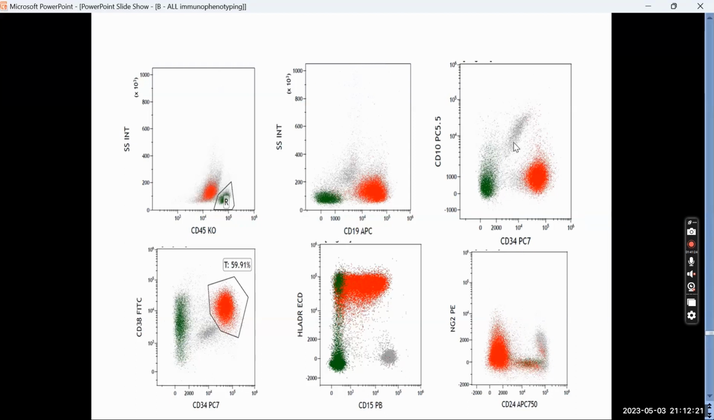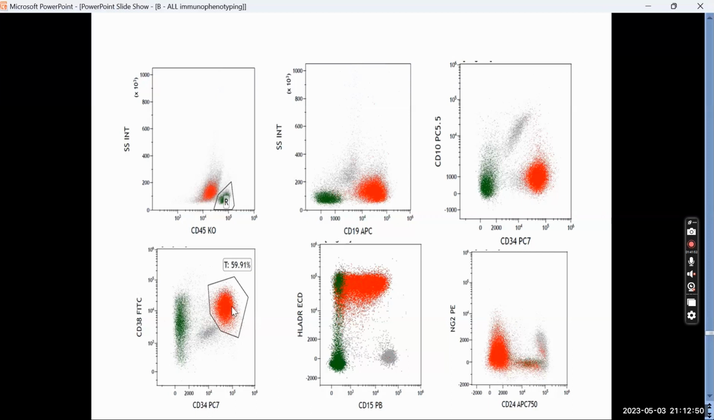Can I? See, as per the criteria, if CD19 is bright, you need one more additional marker. If CD10 is positive, you can say so, but if CD10 is negative, no. So you can rely on one more marker. I would want to see CD22 or cytoplasmic CD79a. If that is showing positivity, I would give it as B-ALL. I've not shown that, sorry. I should have shown that.